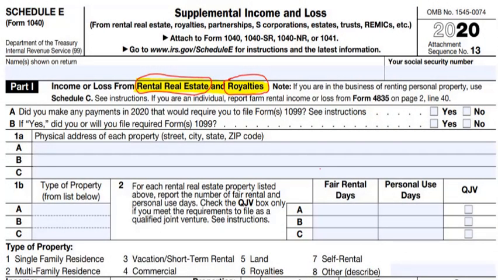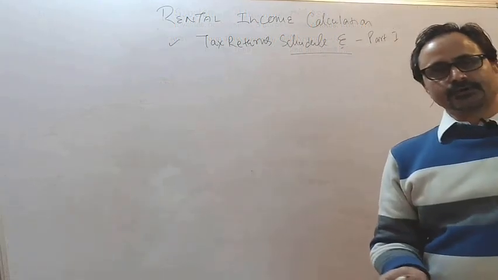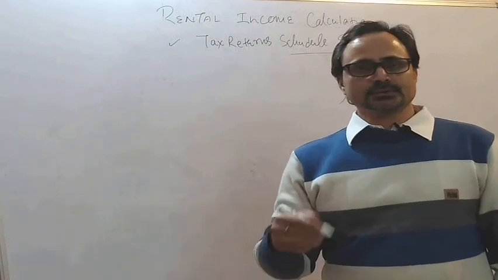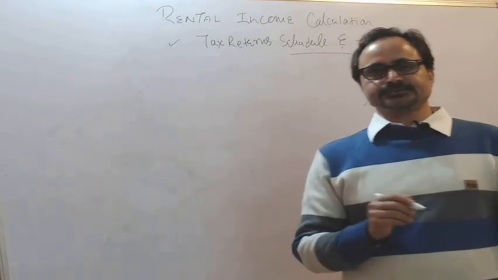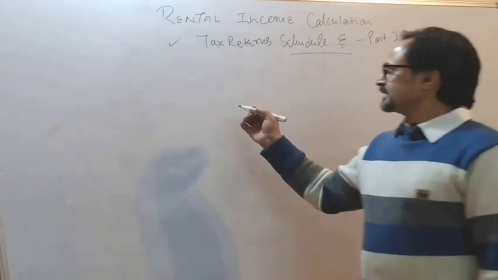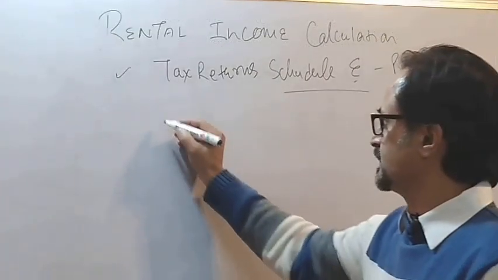Okay, now the question is, is only the tax return Schedule E from the document required to calculate the rental income, or are there other forms as well? Yes, obviously there are other forms. Well, what are those forms?